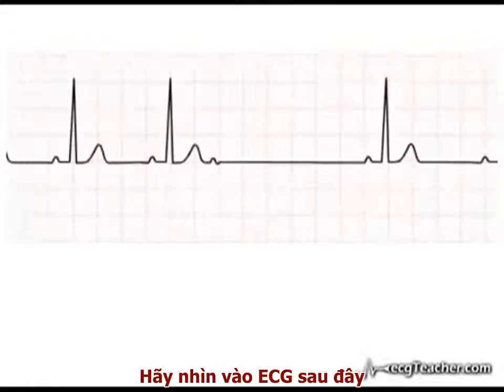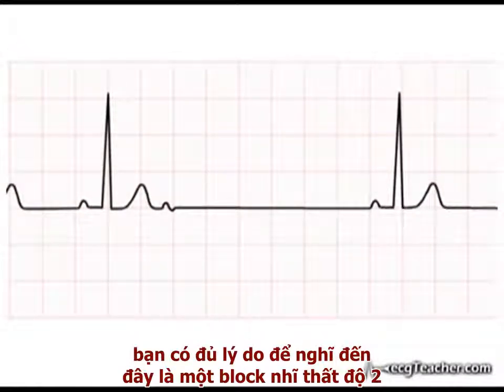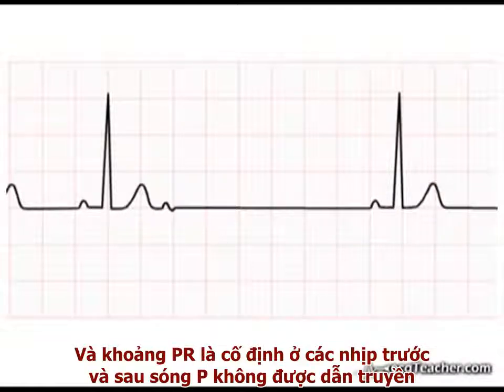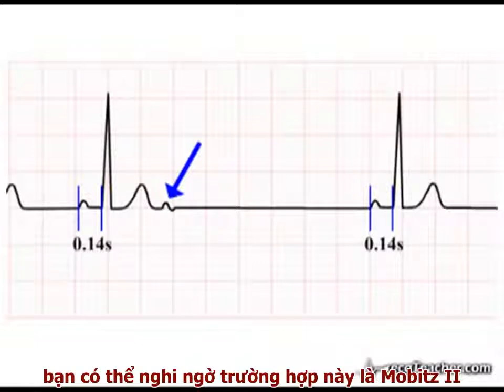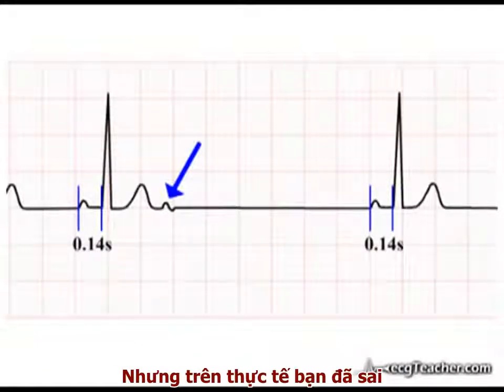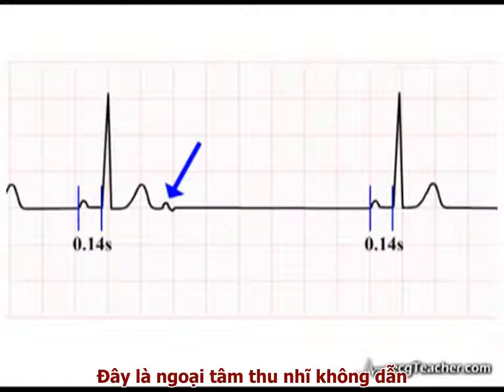Looking at this rhythm strip, you would be forgiven for thinking that we are dealing with a case of second degree AV block. And with a constant PR interval before and after the non-conducted P wave, you may suspect that this is Mobitz type 2. In fact, you will be wrong. This is a non-conducted premature atrial contraction.